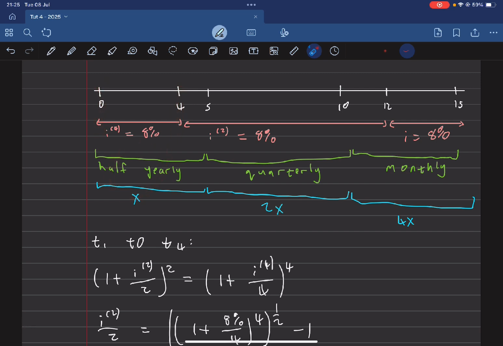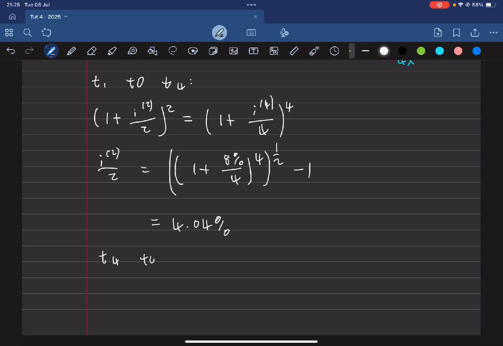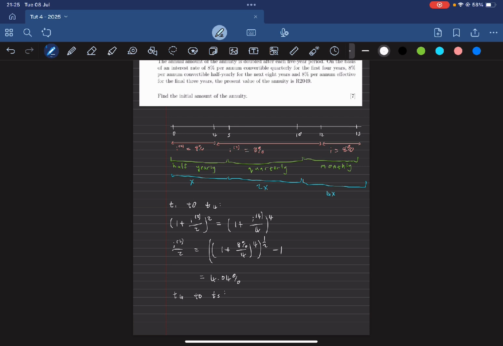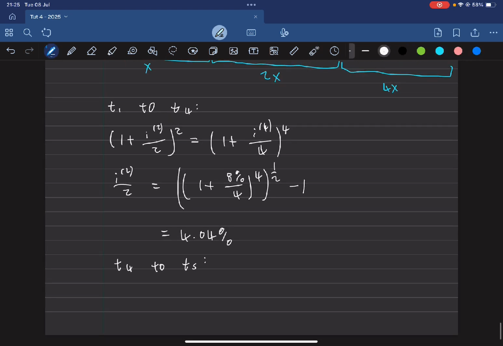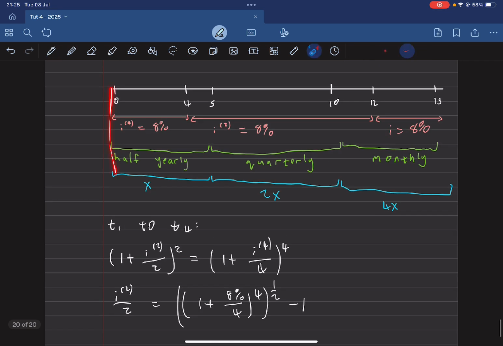So now we have half yearly interest rate from time 1 to time 4, and that matches this. So now we want a half yearly rate from time 4 to time 5. We already have the nominal interest rate convertible half yearly. So all we have to do is divide that by 2 to get the effective interest rate per half year. So I2 over 2 is equal to 8% over 2, which is 4%.